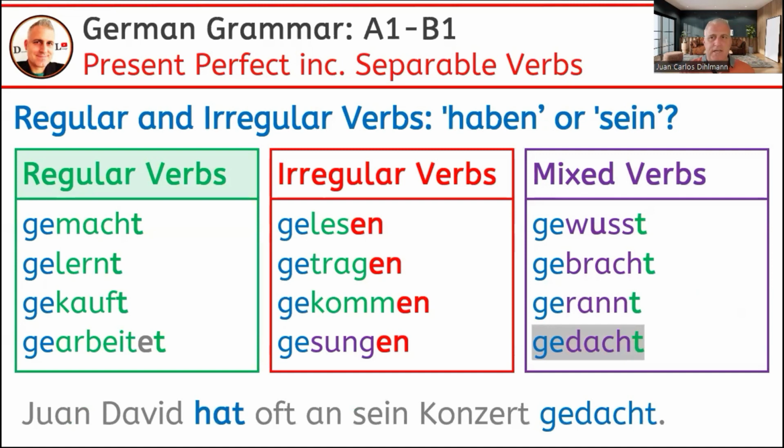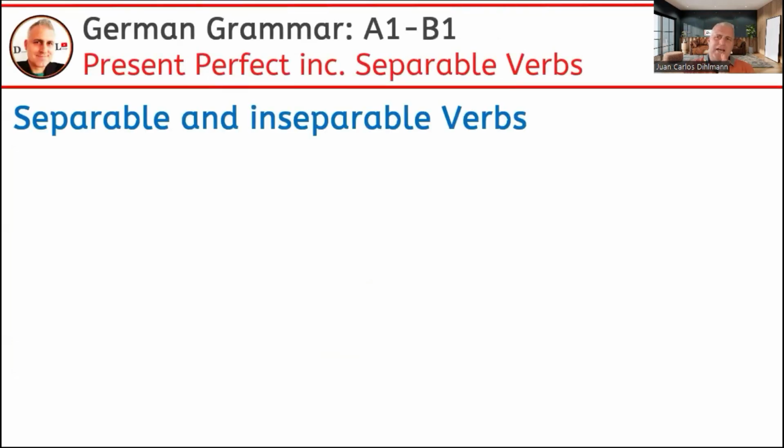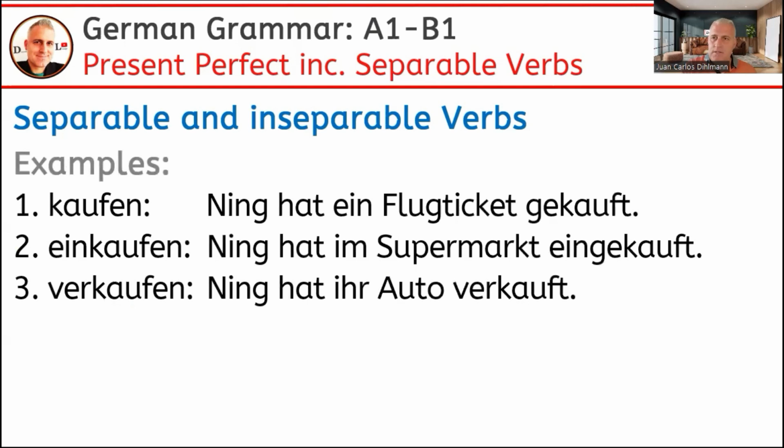So you have seen that we had to use haben or sein with both regular verbs and irregular verbs. And yes, also mixed verbs. Now, the separable and inseparable verbs are an important part of German grammar. And we have to pay attention to it when we form the present perfect. Okay, let's have a look at 3 examples.